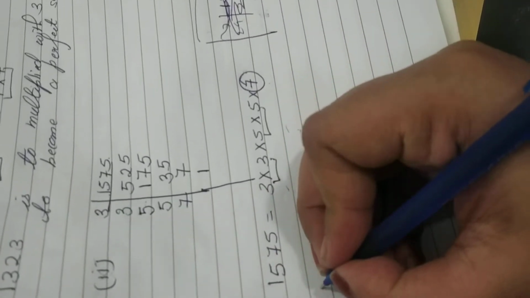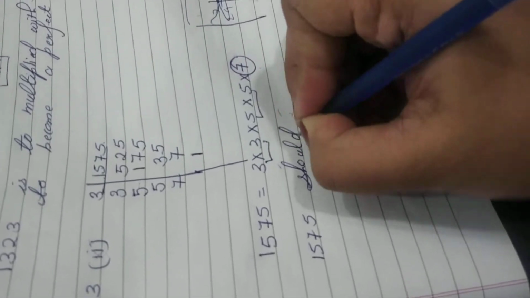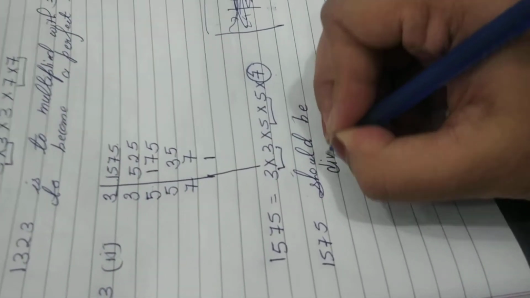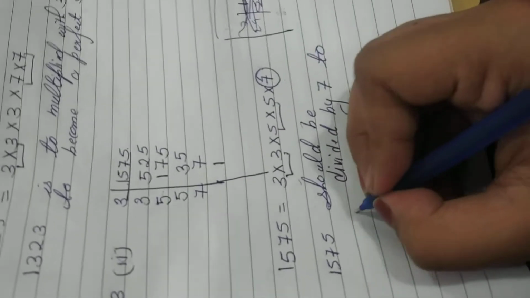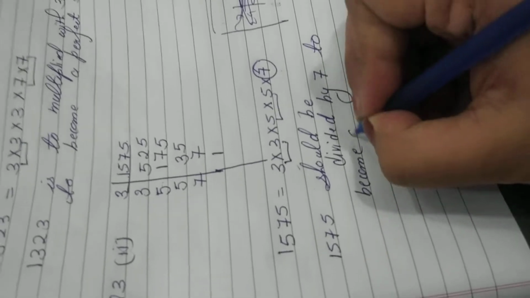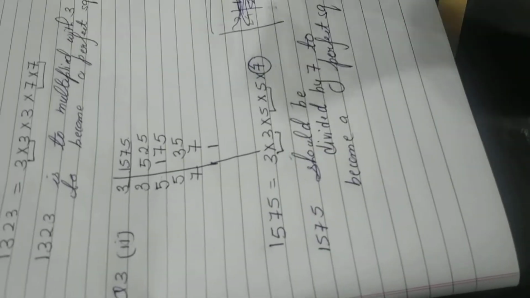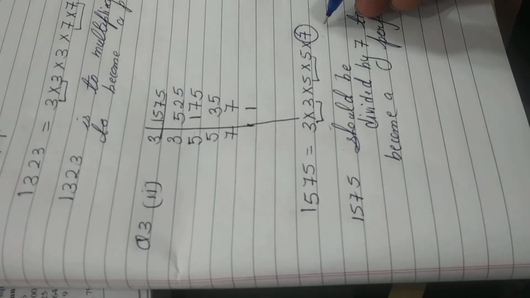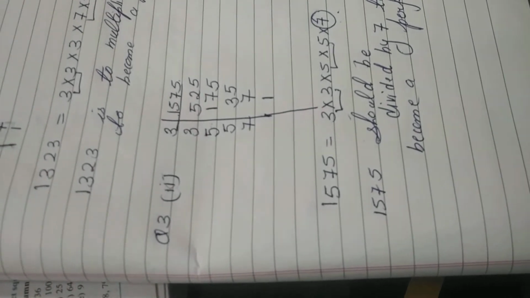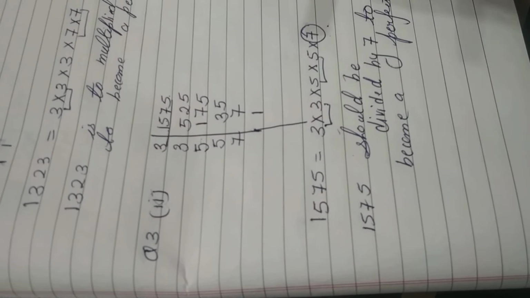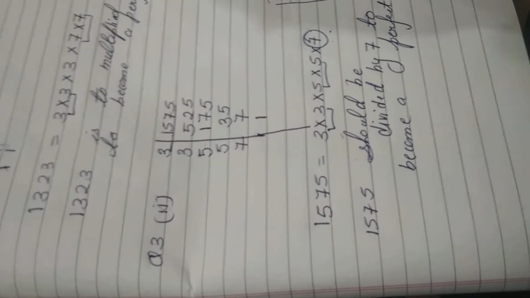सो किससे हम डिवाइड करें? 1575 should be divided by 7 to become a perfect square. Right? So either it is multiplied or divided, whatever the left out part, that will be the answer. That is very simple. Multiply किससे करना है? जो भी left out होगा pairing में. Divide किससे करना है? जो भी left out होगा pairing में. Okay, so both of them are same.